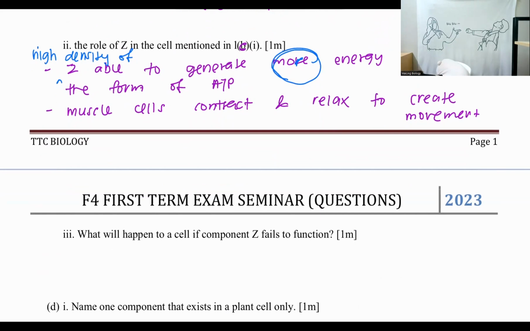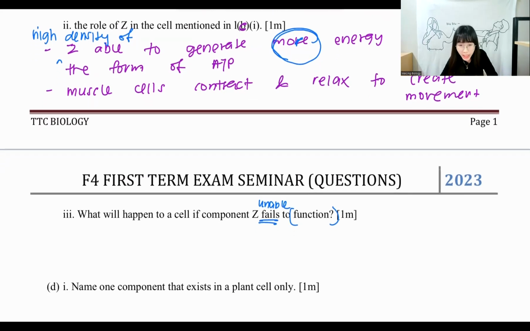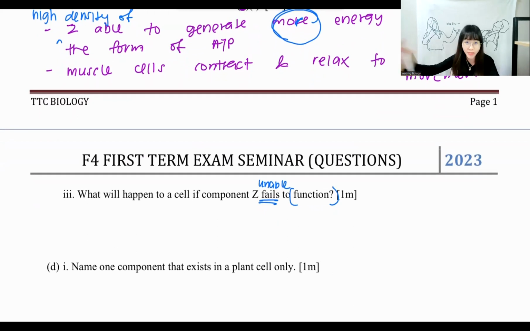Do you think your muscle can create a movement when it fails to function? Whenever they say fails to function, just write unable and then the function of it. Okay, what is the function of mitochondria? Generate energy. Cannot generate energy, cannot create movement. Just add the word unable and then you write the function of it.